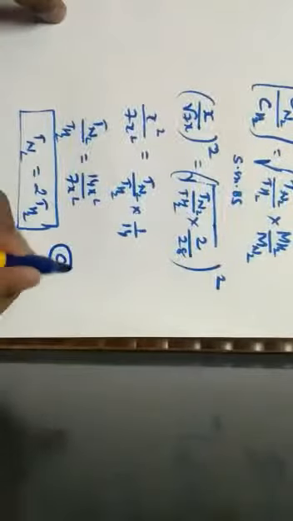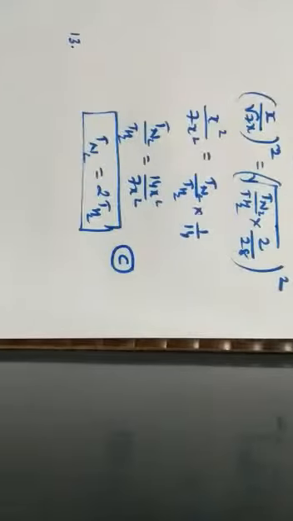Next one, question number 13. So when it comes to question number 13, it has been given that 25 grams of each of the following gases are taken at 27 degrees Celsius and 600 mm pressure. Which of these will have the least volume? So here they have mentioned HBr, HCl, HF and HI.